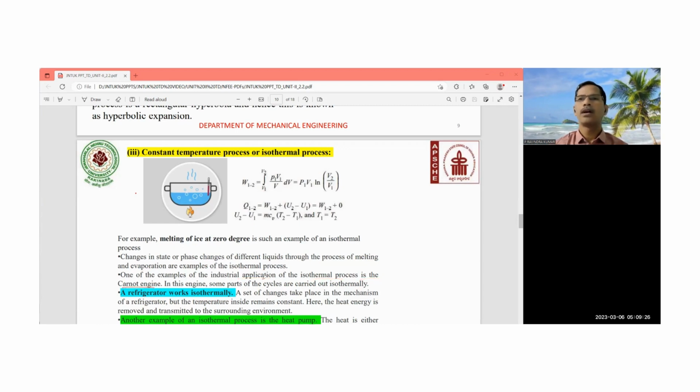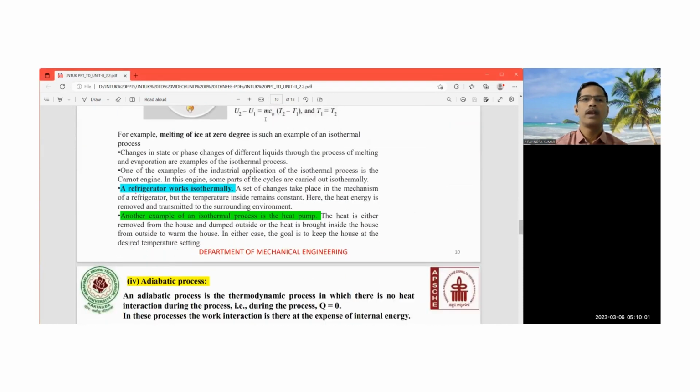In the Carnot engine, there are two processes which occur in isothermal condition. The refrigerator also works in isothermal condition. Why? In the evaporator, the temperature remains constant. Sometimes the temperature is going to be -4 degrees centigrade, or it may be -10 degrees centigrade. Next, the heat pump also comes under the isothermal process.